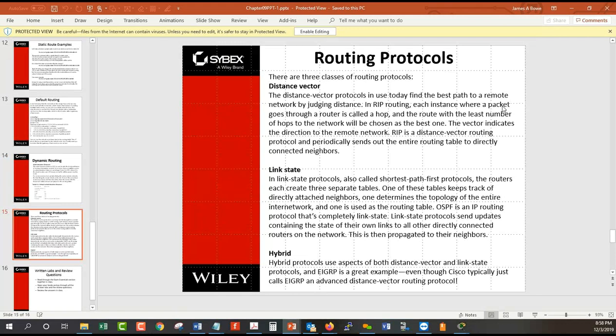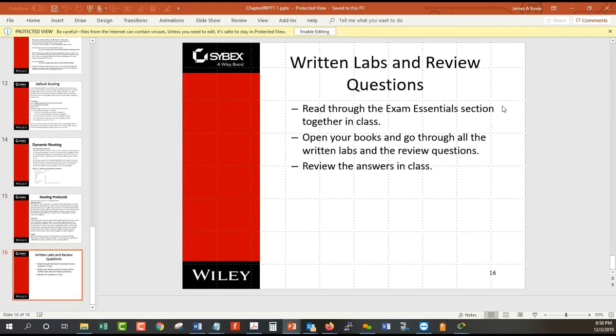Know the difference between your routing protocols, distance vector, link state, as well as hybrid. So a distance vector routing protocol is RIP, the one we've been using. A link state would be something such as OSPF, and then a hybrid would be EIGRP. All right.